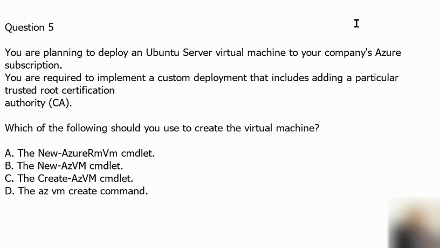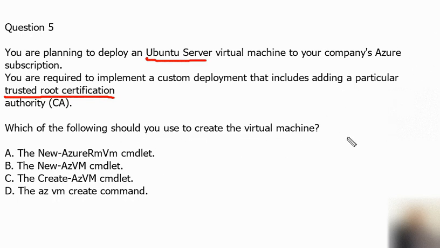Question number 5. You are planning to deploy an Ubuntu server virtual machine to your company's Azure subscription. You are required to implement a custom deployment that includes adding a particular trusted root certificate. So here, first we are going to deploy an Ubuntu server, and second we are going to add a trusted root certificate. Which of the following should you use to create the virtual machine?